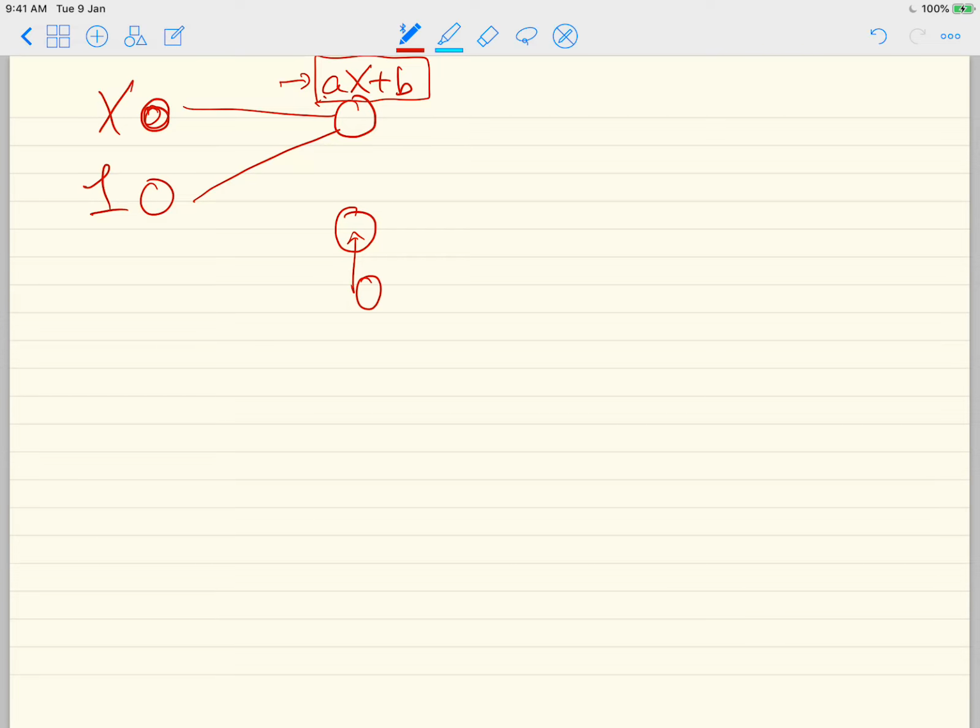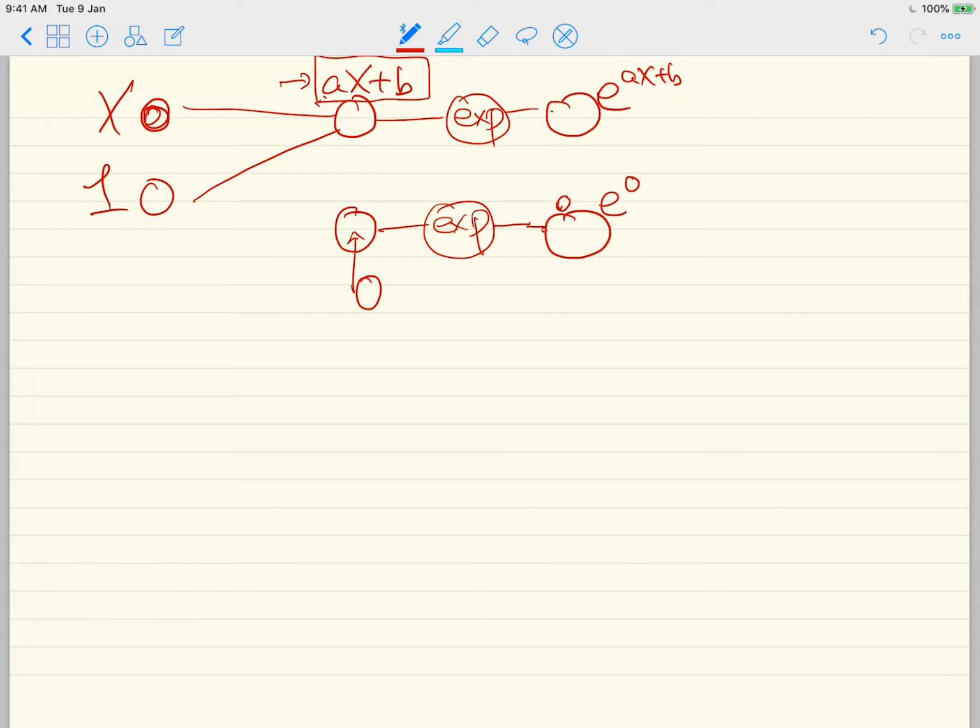Okay, and now I'm just drawing the computational graph of logistic regression. In this case, it becomes e to the power of ax plus b, right? And e to the power of 0, which is 1, right? Now we just normalize them in a way that, with e to the power of 0, we consider this relative probability.